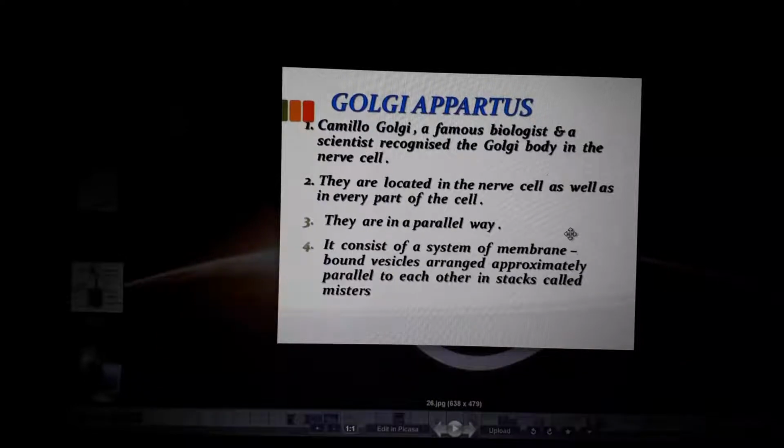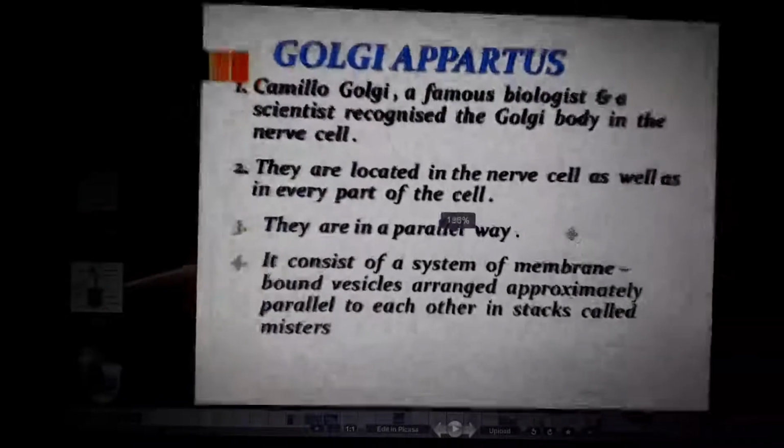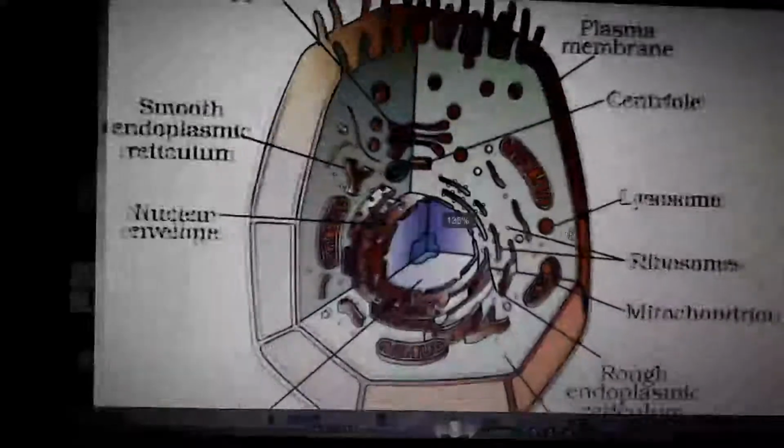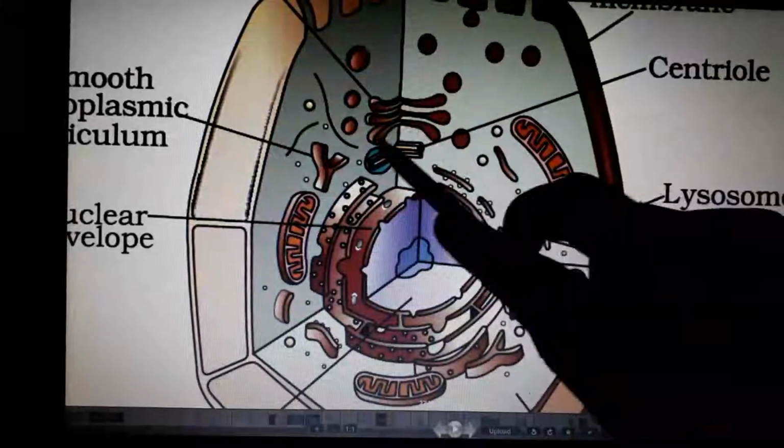Okay, see, it was discovered by a scientist called Camillo Golgi. That's why it is named after him. Okay, Golgi apparatus, Golgi body. They are located in the nerve cell as well as in every part of the cell. All cells have this Golgi apparatus or Golgi body. They are in parallel. No doubt. See, is it parallel or not? Parallel to each other.